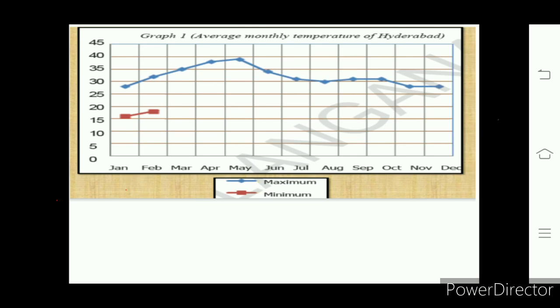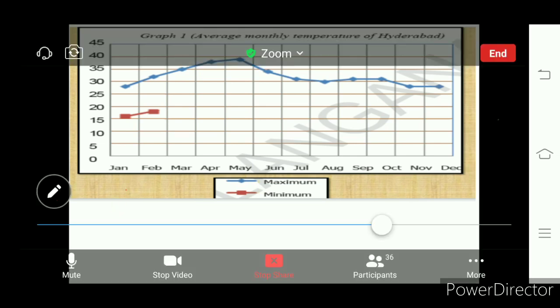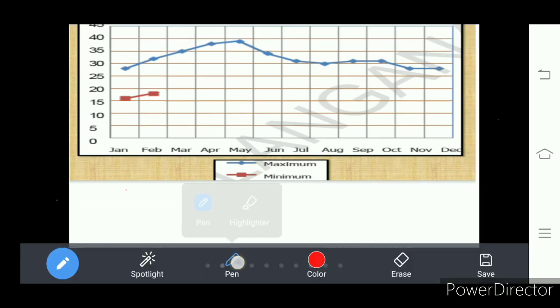Right? So what is the temperature in the month of January? We know that just now we have seen it is 28. That is recorded here, right? And the other one, which is shown in red, is the minimum temperature. How much is it? 16 degrees centigrade in the month of January. So we have to draw the graph.